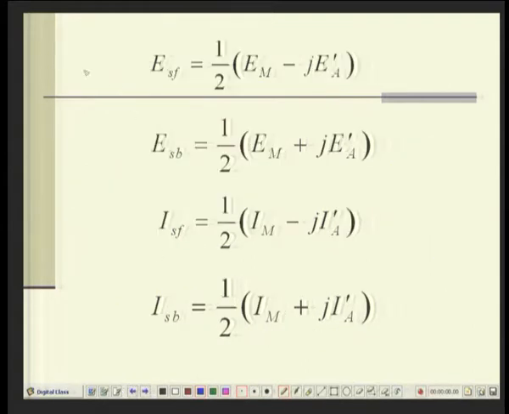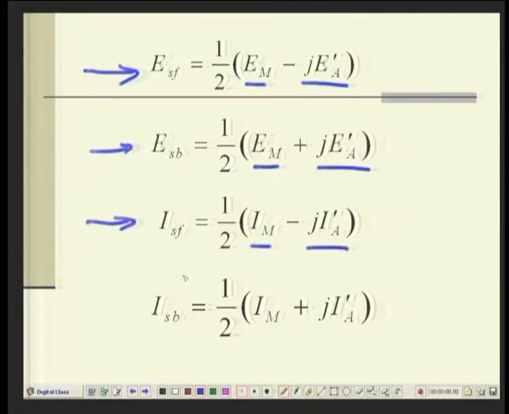Similarly, you define ESF is half of Em minus j Ea dash, and ESB is half of Em plus j Ea dash. I am defining these quantities, and ISF I call it as half of Im minus j Ia dash, and ISB is half of Im plus j Ia dash. What is Ia dash? It will be A times Ia, is it not, right.